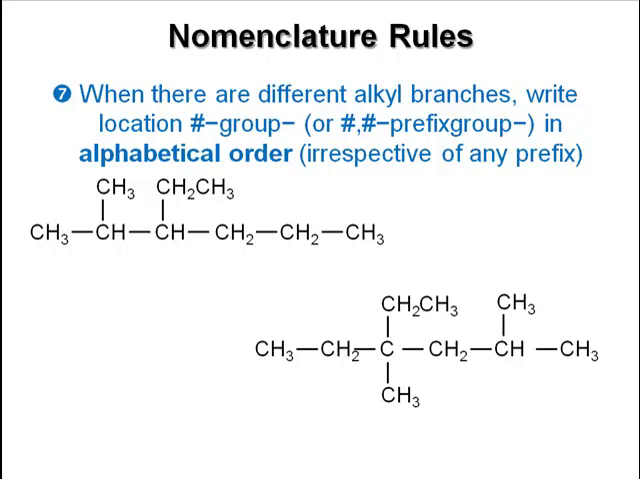So when there are different alkyl branches, you write the location number, then the group, or the number prefix group, in alphabetical order, irrespective of any prefix. So on this one here, we know the position. We've got an ethyl, because ethyl comes before methyl in the alphabet. So you write the ethyl first. 3-ethyl. Then you write the 2-methyl. And it's hexane.